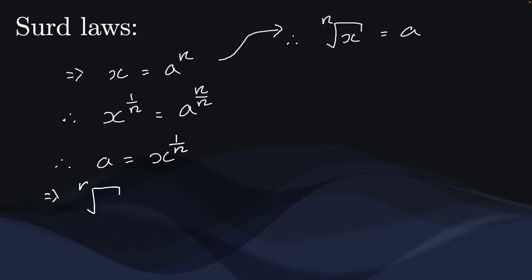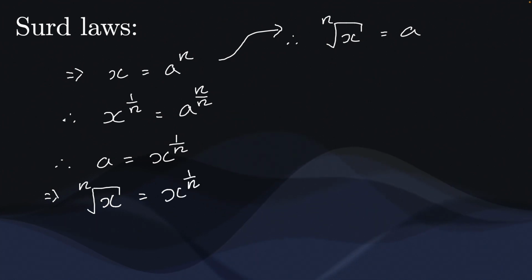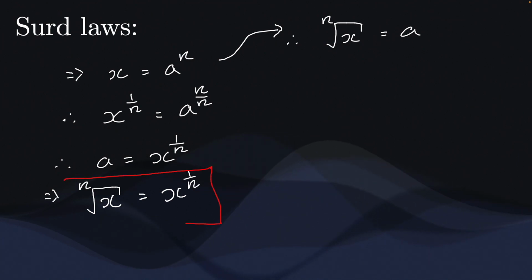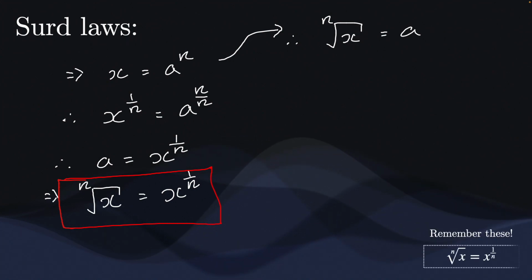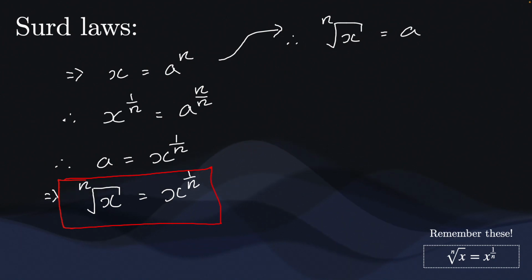the nth root of x, and that works with square roots, that works with any root, is equal to x to the power of 1 over n. And there we go. That is our last Surd rule. And it is important to remember as well: you don't need to understand the derivation, even though I think knowing the derivation helps you remember them. But it is really important to do lots of practice with these.